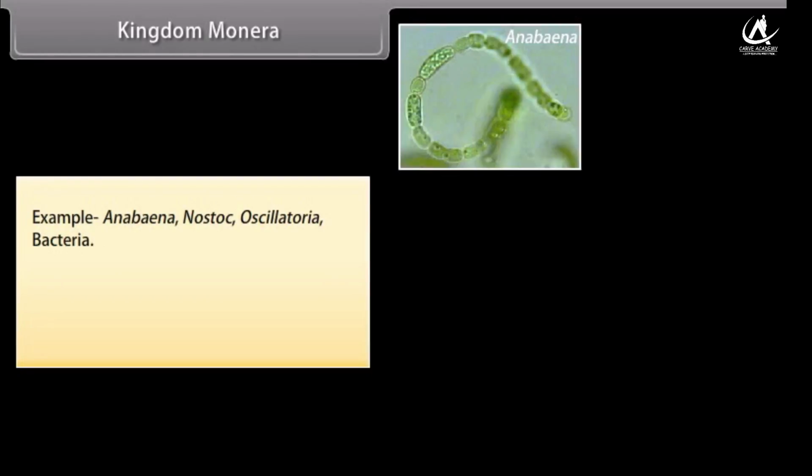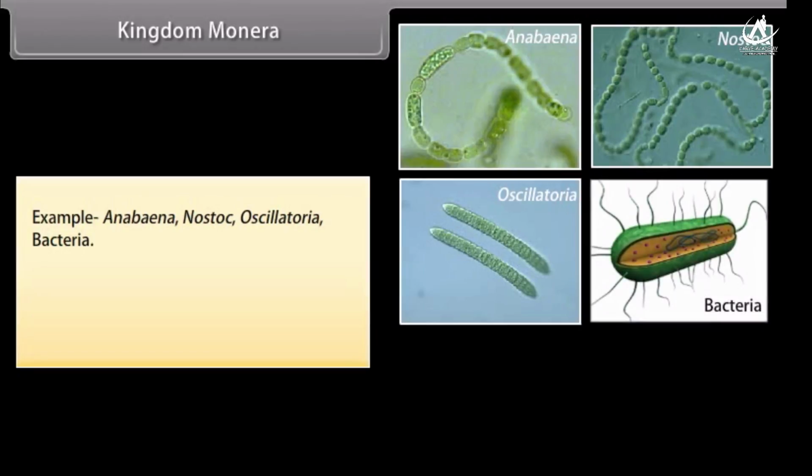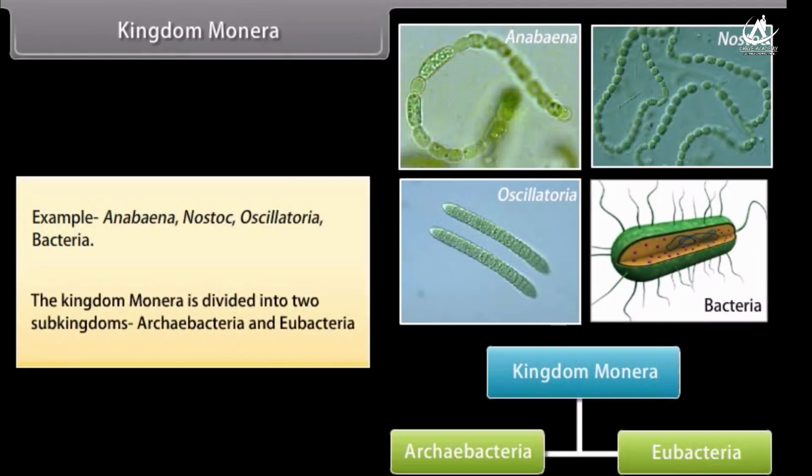Examples: Anabaena, Nostoc, Oscillatoria, bacteria. The kingdom Monera is divided into 2 subkingdoms: Archaebacteria and Eubacteria.